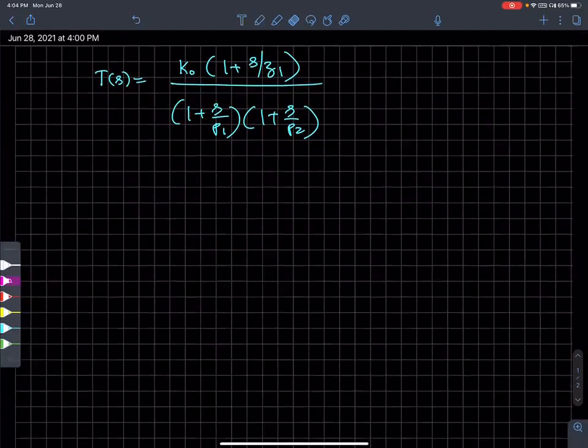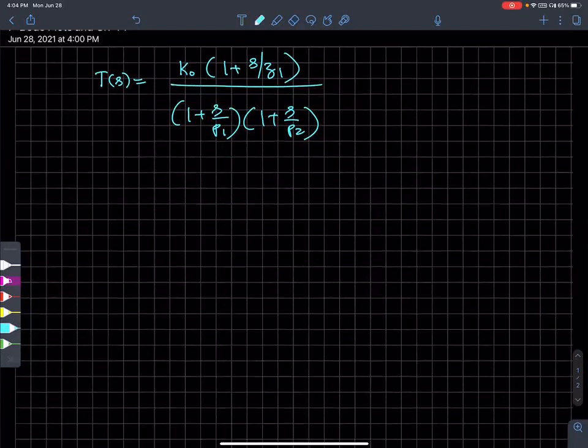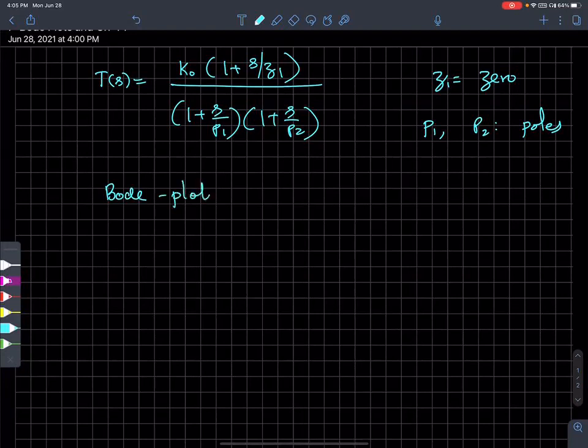So this transfer function, if you write it in the standard form, any transfer function, the roots of the numerator, as you know very well, are called zeros. P1 and P2 are called the poles. So how do you do the Bode plot when you're given a transfer function that has been written in the standard form?